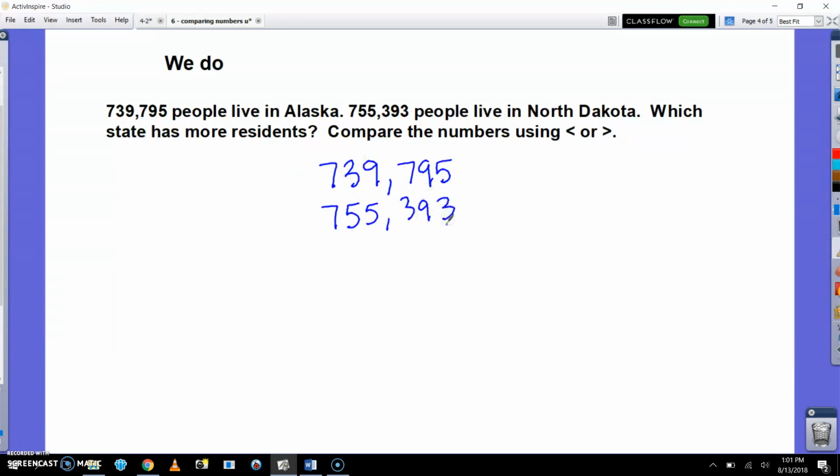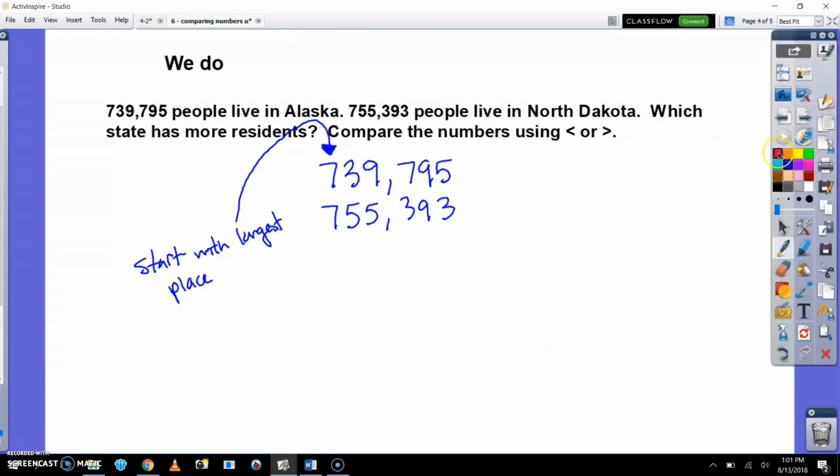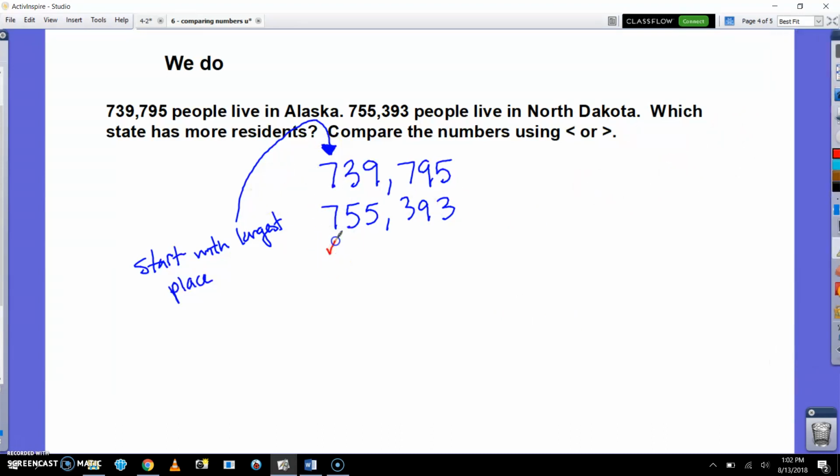Okay. So what I do, if you want to write in your notes, start with the largest place. So my largest place here is the 100,000s. Neither North Dakota nor Alaska has 1 million people in it. They're pretty small states for how many people. So I'm going to look in the largest place, and these match. They both have 700,000. 7 in the 100,000s place, 700,000. So I cannot tell yet which number is greater than the other.